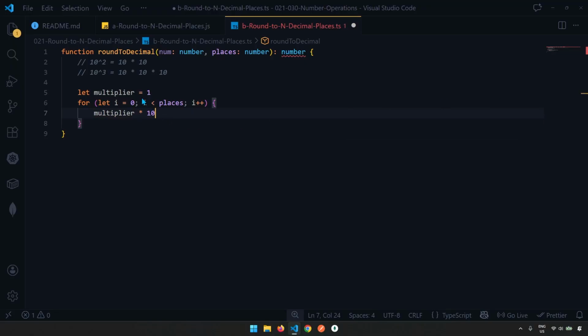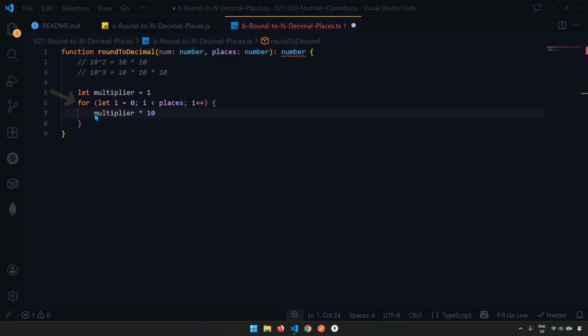Now, how does this actually work? In the first iteration, I is 0. Keep in mind, we're not using the value of I inside of this loop. The reason that we need this loop is because we want to repeat a piece of code a dynamic number of times, but we are not sure how many times, because places could be dynamic. It could be 2, 3, 5, 10, 12, whatever. So that's why we use a loop.